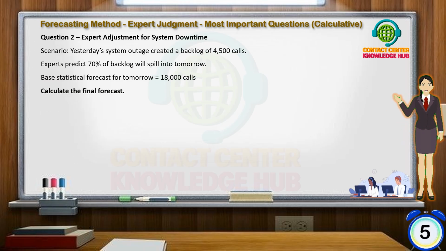Now let's solve question 2. Expert adjustment for system downtime. Here's the scenario. Yesterday, there was a system outage, and it created a backlog of 4,500 calls. The experts predict that 70% of this backlog will spill over into tomorrow. We already have a base statistical forecast for tomorrow, which is 18,000 calls. Calculate the final forecast. Think for a moment.